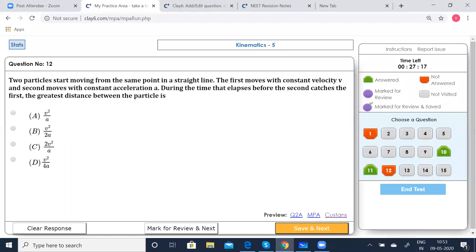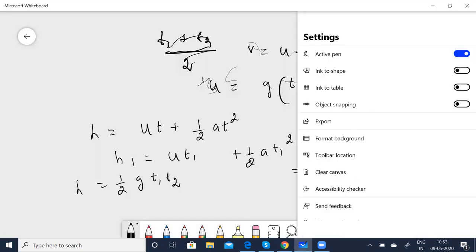Two particles start moving from the same point in a straight line. The first moves with constant velocity v and the second moves with constant acceleration a. During the time lapse before the second catches the first, the greatest distance between the particles is? Let us quickly solve that.